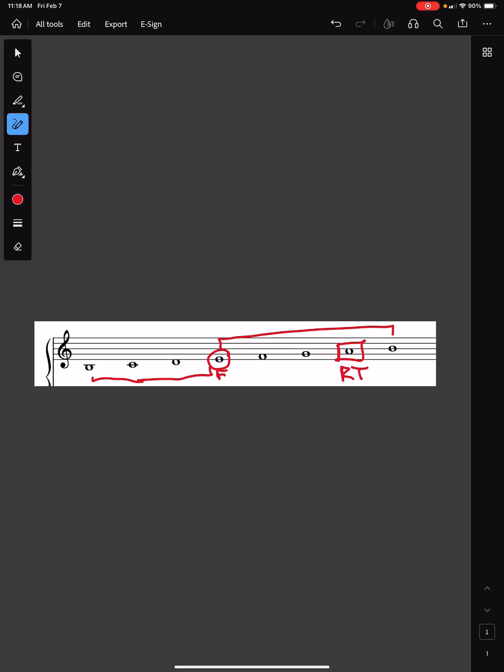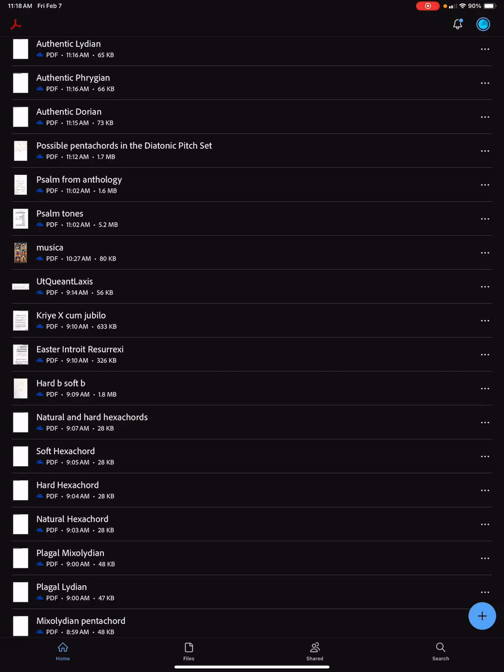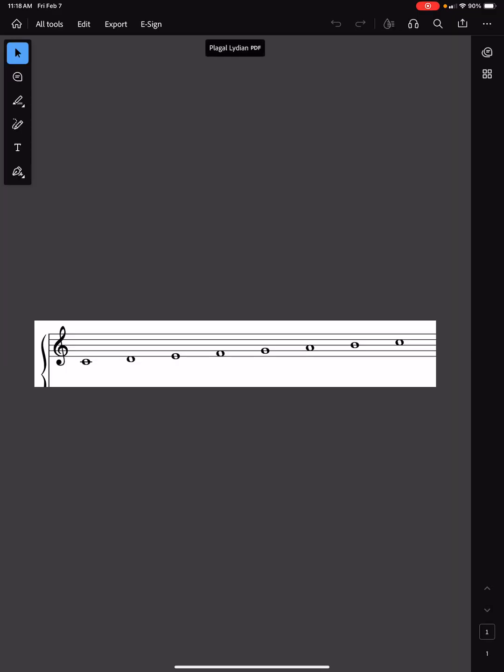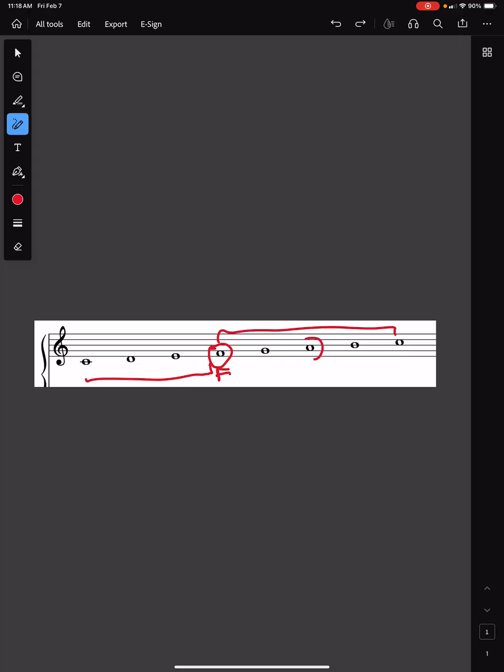And then for Lydian, plagal Lydian, here's our final. Here's the original pentachord. Here's the tetrachord. Reciting tone was C over here, this guy, but nope, not anymore. Reciting tone is now A.